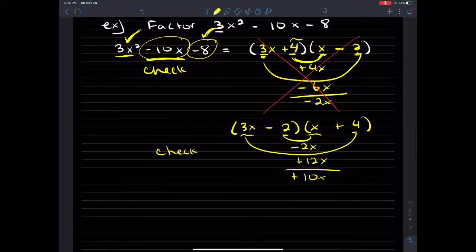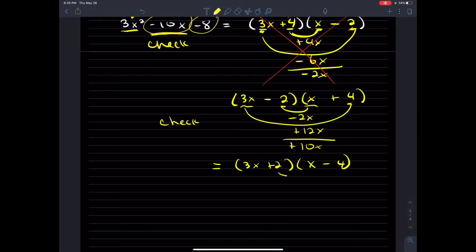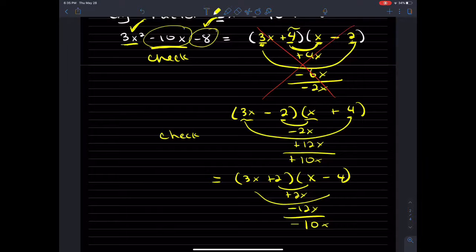So here, if you want to, you can either rewrite it, or I'll just rewrite it. So it's 3x plus 2, x minus 4, and we don't need to check it because I know if you just switch the negatives, we'll get the opposite, but let's just check it for your peace of mind. That's plus 2x, that's minus 12x, that adds to be minus 10x. Yes, now that works. I put a check mark there and box that answer. Okay?